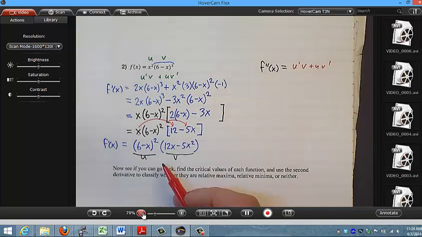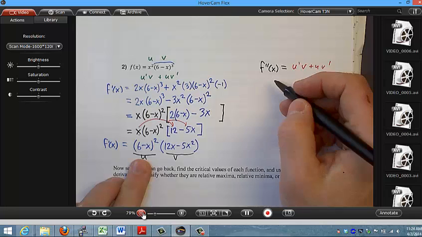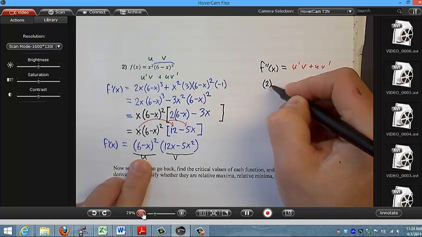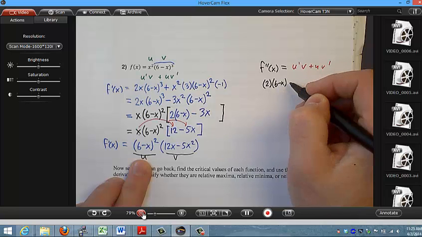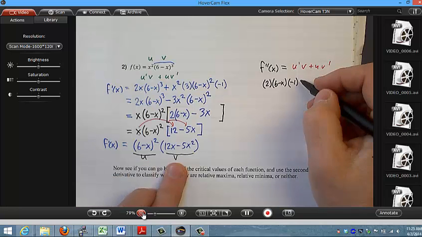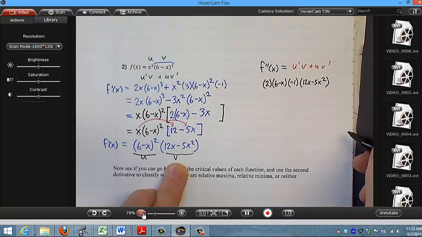So u prime v would be, well, bing, bing, bong again. 2 times 6 minus x times what? -1. And now I need times the v, so times 12x minus 5x squared. Wow, this is really ugly.